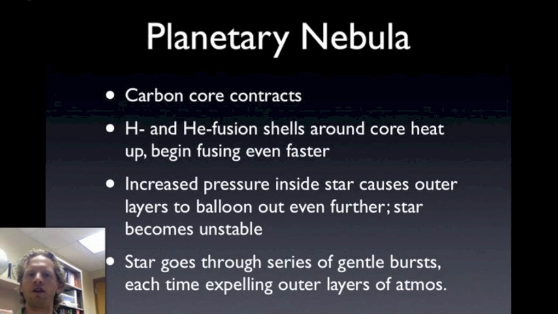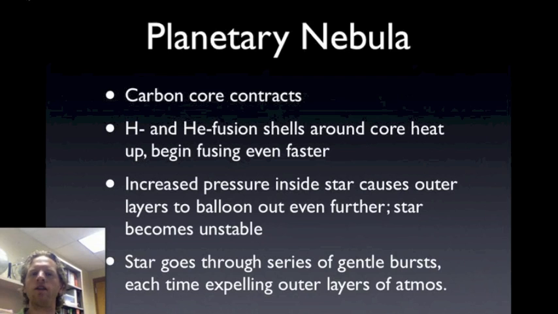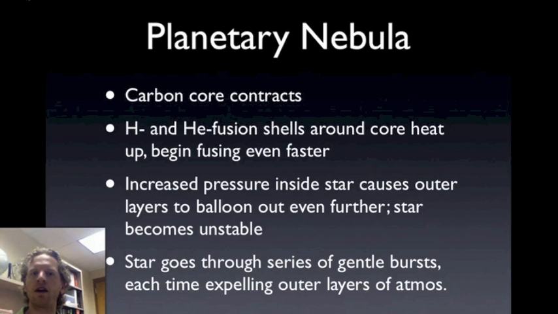So even though there's no fusion at the very center of the star, there's way more fusion going on in the hydrogen burning shell and the helium burning shell just because it's so hot there at the very end of its lifetime. Eventually it reaches a point where so much pressure has built up inside that star, from those helium and hydrogen burning shells, that the outer layers just balloon out so far that gravity can no longer hold on to them. And now, slowly, in a series of bursts, those outer layers of the star are gently ejected from being a part of that star anymore.